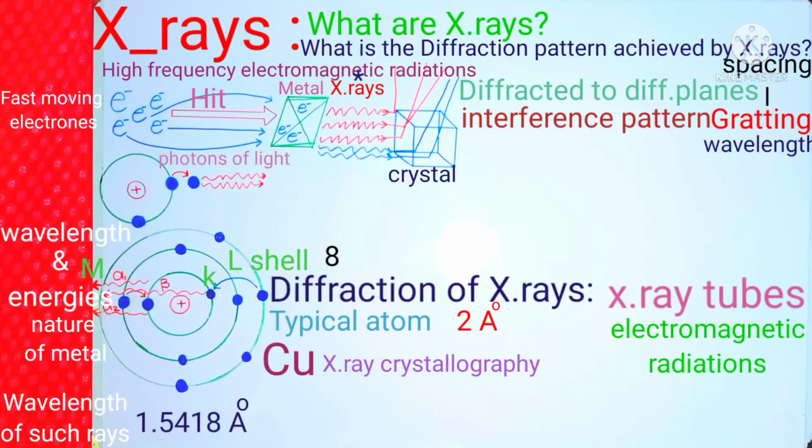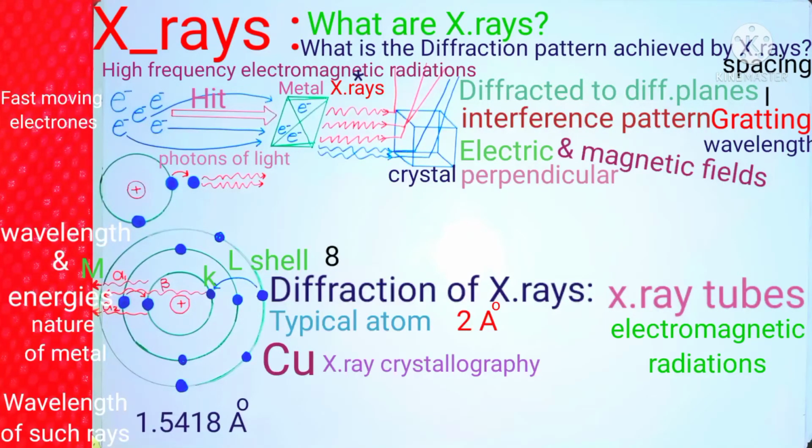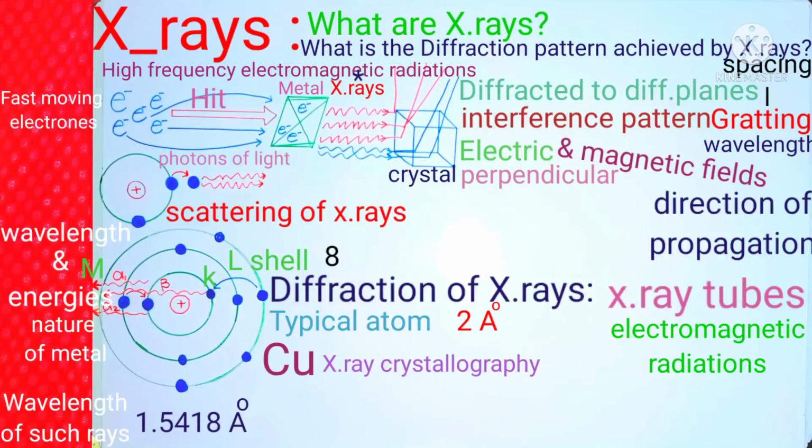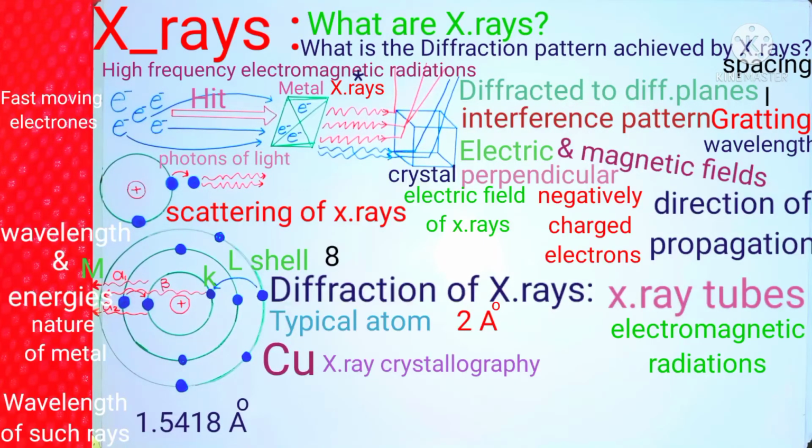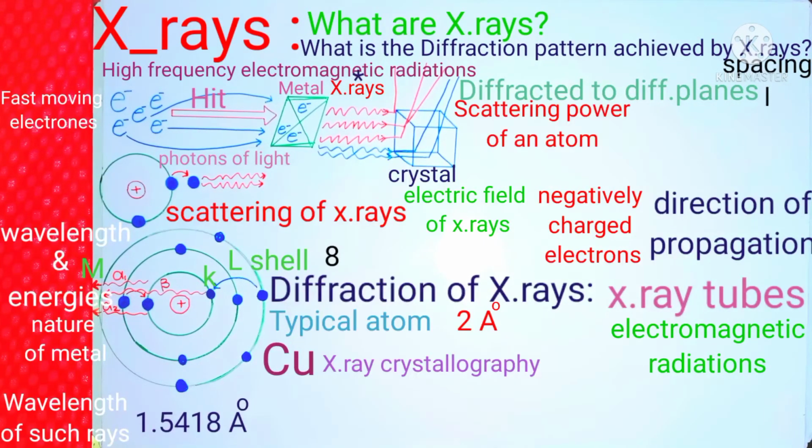X-rays, which are electromagnetic radiations, have electric and magnetic fields propagating perpendicular to each other. They are also perpendicular to the direction of propagation. The scattering of X-rays is due to the interaction between the electric fields of X-rays and the negatively charged electrons in the crystal structure. This scattering power of an atom is proportional to the atomic number or the number of electrons in the atom.